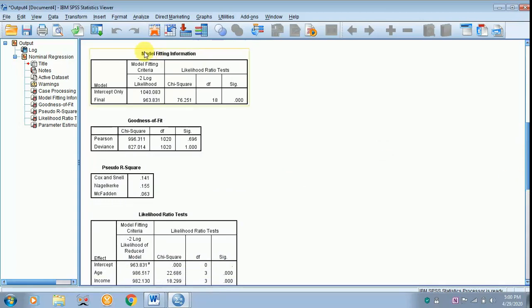Next we have to see the model fitting information. You see the final model, the chi-square value is significant, stating that the model is fit. In the case of goodness of fit, both Pearson and deviance chi-square values are not significant, which shows that the model is fit. Next is the pseudo R-square, which ranges from Cox and Snell to McFadden, where the percentage ranges from 6.3 to 15.5%. I'll show you how you have to interpret this in your research work.